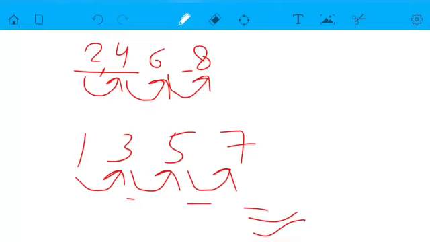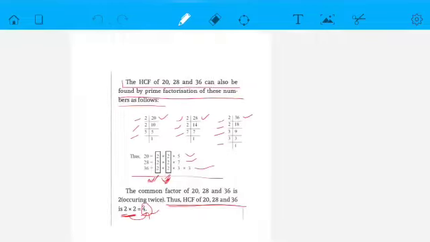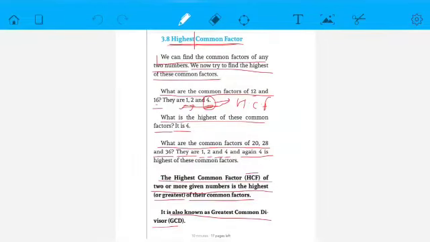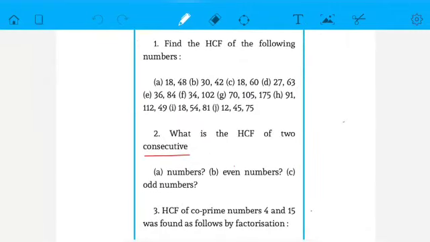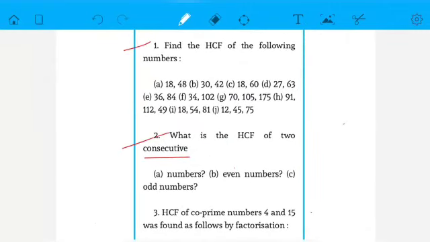So dear students, I hope that you like the lecture. In the PDF you will get this exercise number 3.6, which contains only 3 questions, question number 1, 2, 3, and their parts. You need to do this exercise in your notebook.